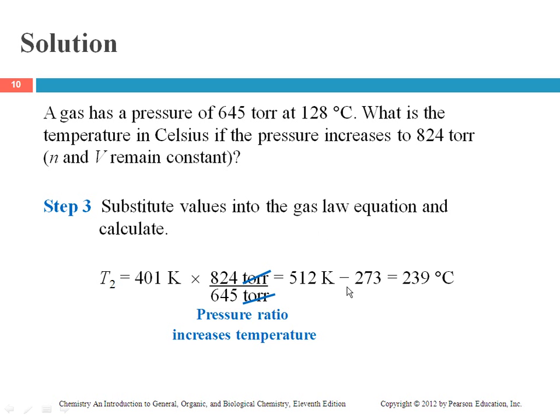And if you want to know the temperature in Celsius, now we just have to subtract 273 from 512, because we know that in gas laws we have to have Kelvin. So in order to get back to Celsius, we have to subtract 273. So we have 239 degrees C.